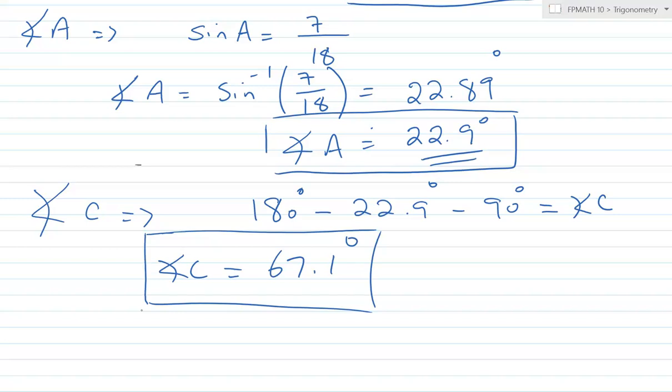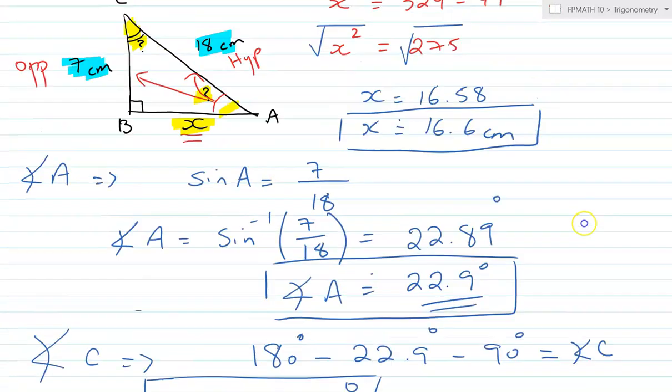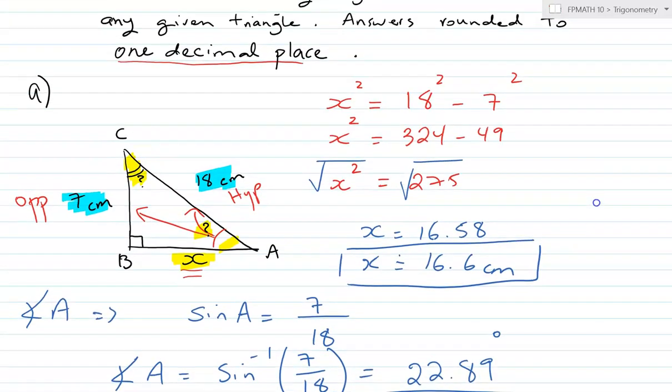Again, I used the sine ratio. The first thing I did for the side, I used Pythagorean. You didn't have to use Pythagorean. If you didn't want to use Pythagorean, first you have to find one of the angles, then you can go ahead and solve for x. But in this case, you must use Pythagorean if you want to solve for x first.